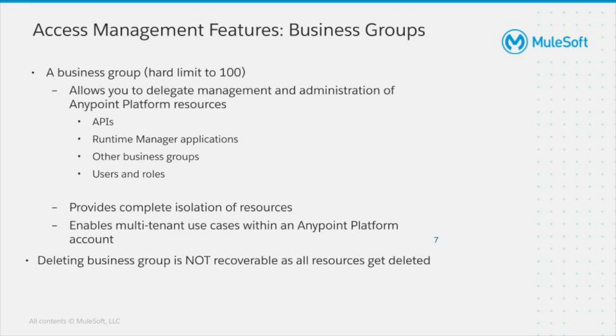So these business groups act like self-contained resource groups that contain Anypoint platform resources such as applications, users, and maybe child business groups also. By separating Anypoint platform resources, users can be granted access only to the business groups to which they are assigned, thereby enabling multi-tenancy of the Anypoint platform within the organization. Deleting a business group is not at all recoverable, as all the resources in the business group get deleted. Let's move on to business groups hierarchy now.